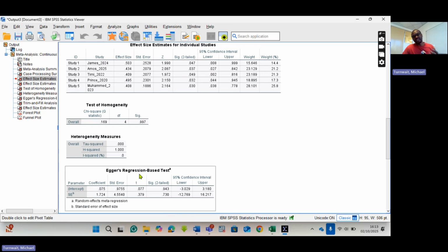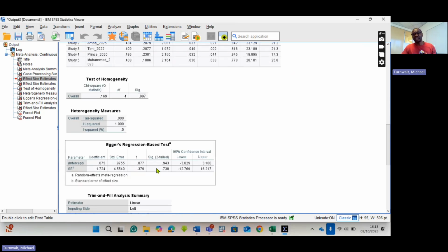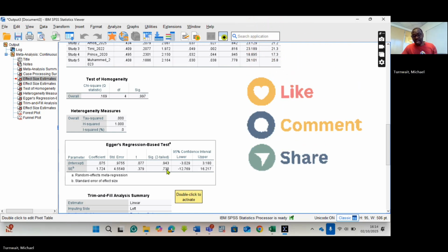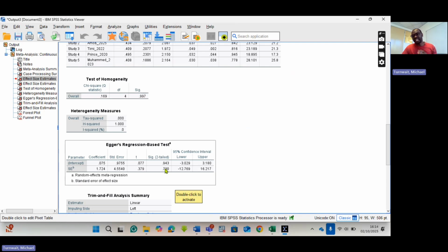This is the Egger's regression-based test, which tells us the extent to which the published studies that we included have bias. Now, if we look at this, you see that they are not statistically significant. The intercept here is not statistically significant. The standard error is also not statistically significant. Because they are not statistically significant, it tells us that the studies which we included in our analysis are not biased. There is no selection bias in the process. So this is the 95% confidence interval, lower and upper, for each of them.